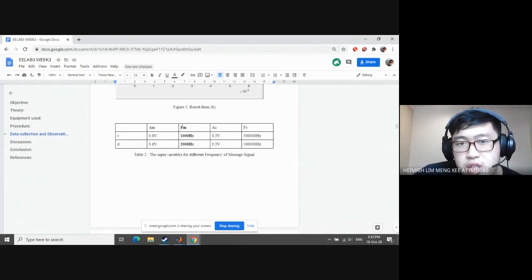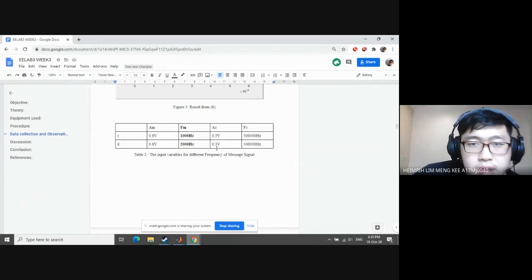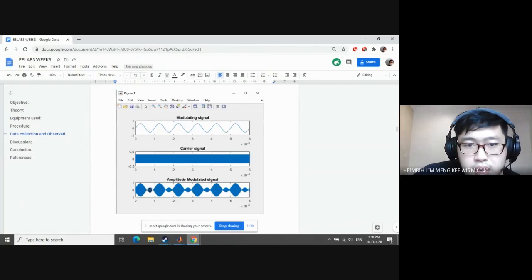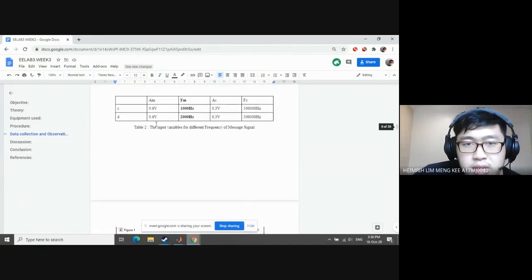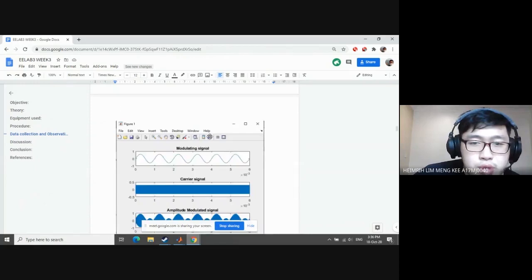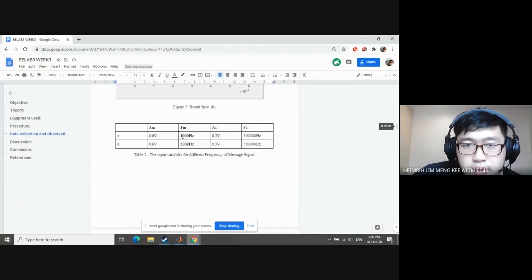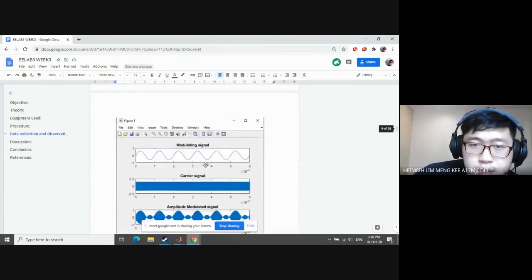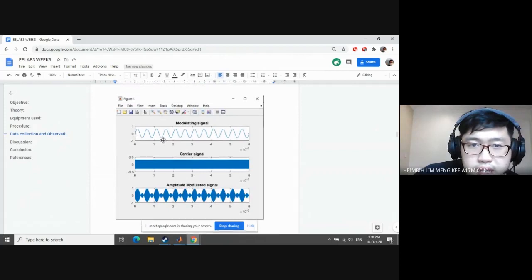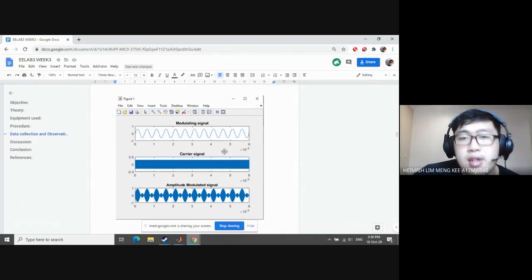Next, what if we change the frequency of the message signal? While maintaining other constants the same, we can see at 1000, since the modulation index m equals 2, 0.6 over 0.3, there will be some over modulation. If we increase the message frequency to 2000, which is faster as you can see here, there will be more of this modulated signal, according to the frequency of the message signal.